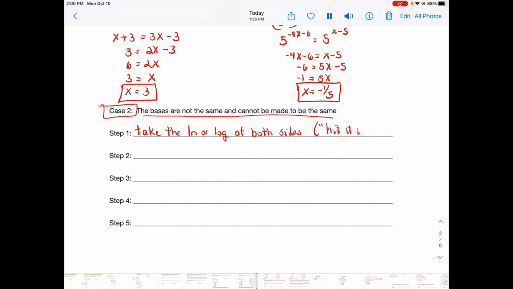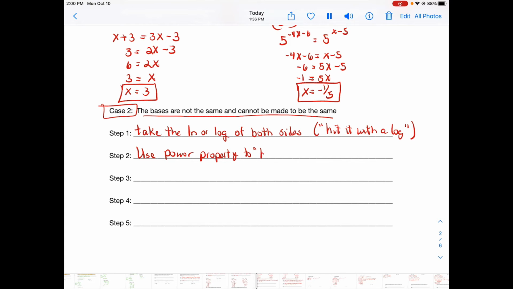Then we're going to use the properties that we've learned in the previous sections of logarithms. More specifically, we're going to use that power property of logarithms, and we're going to bring down the exponent. And the reason why we do this is we can't solve for x while it's in the exponent. We can only solve for x when it's on the main line of the equation.